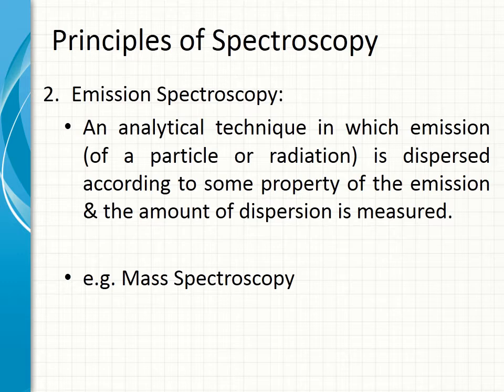The other type is the emission spectroscopy. When a certain type of radiation is incident onto a given specimen, then the specimen itself emits radiation. This phenomenon is called emission. So the measurement of emission is called emission spectroscopy. For example, mass spectroscopy.